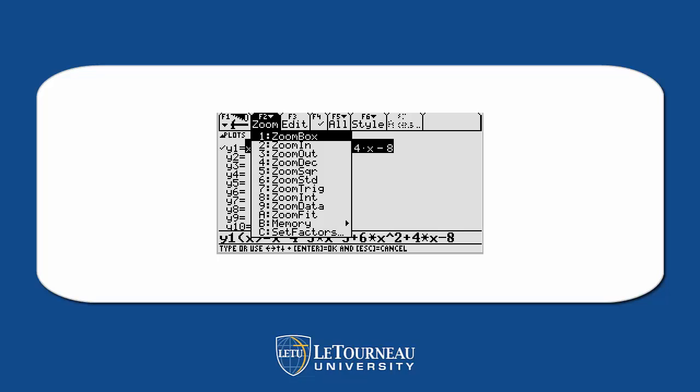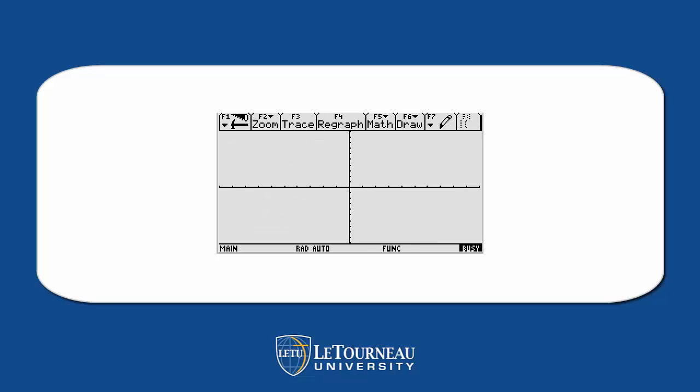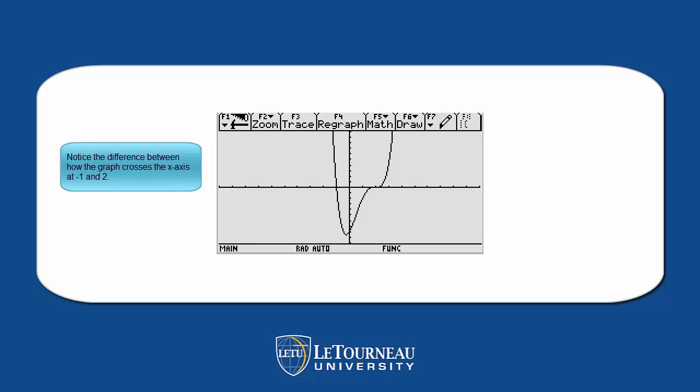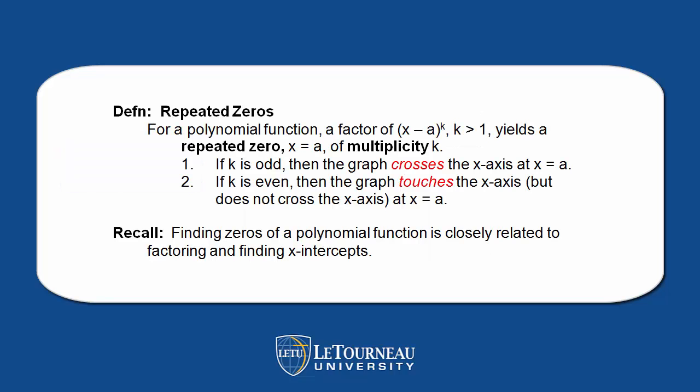Now we're going to zoom, and we'll try for zoom standard. It takes a couple minutes for it to collect all of its points. And do you notice how it jogged across the x-axis there at 2? But at -1, it went straight over the x-axis. A jog means we have an odd multiplicity. Now, if k is even, let's talk about that next, then the graph is going to touch the x-axis, or you might consider it to be tangent to the x-axis.